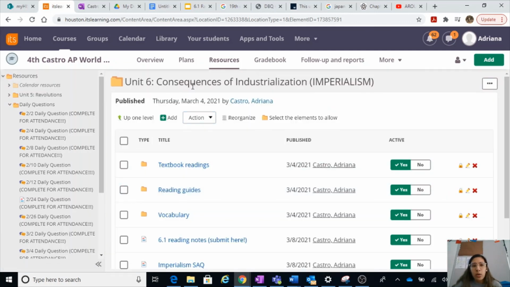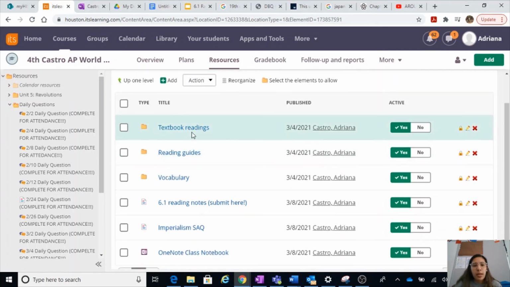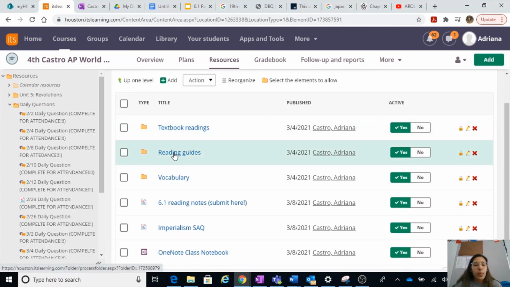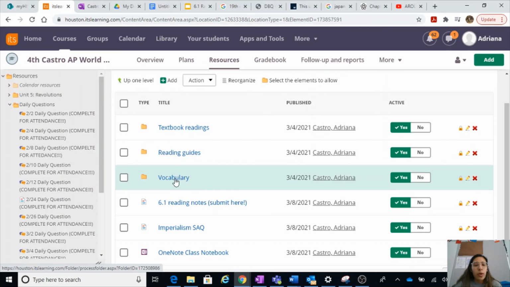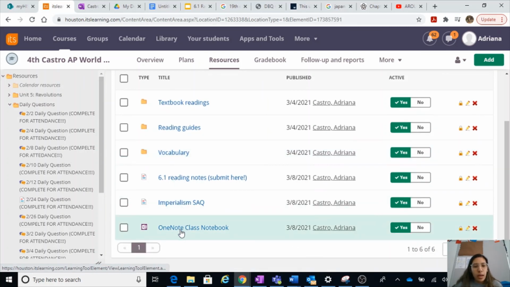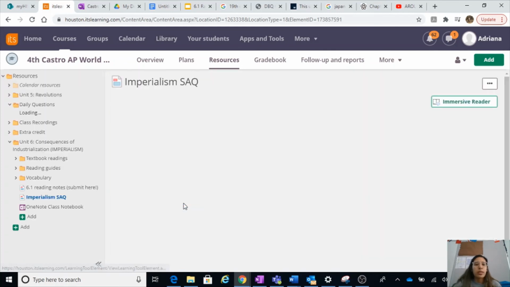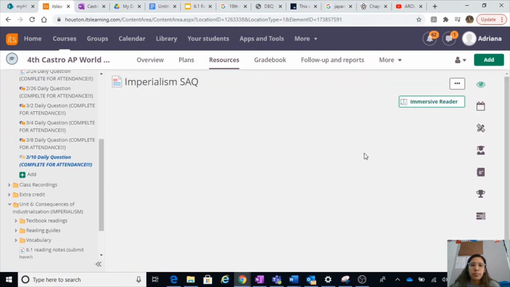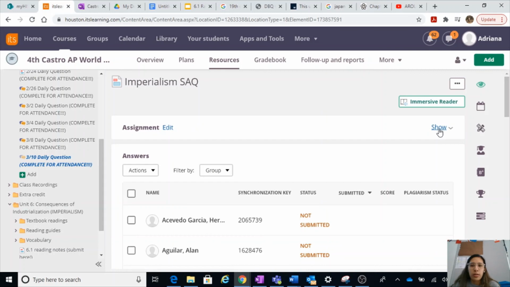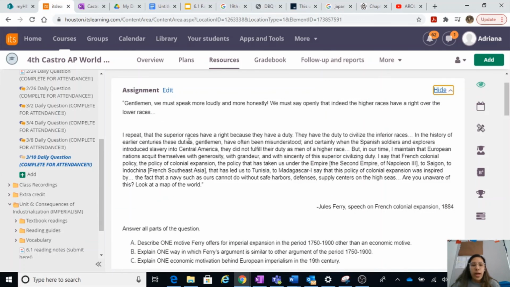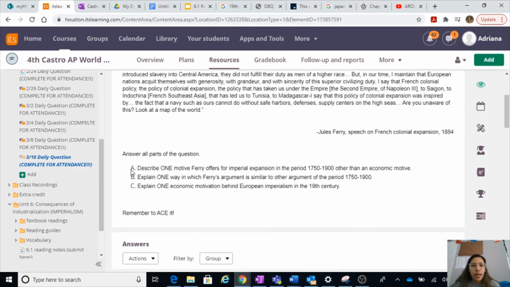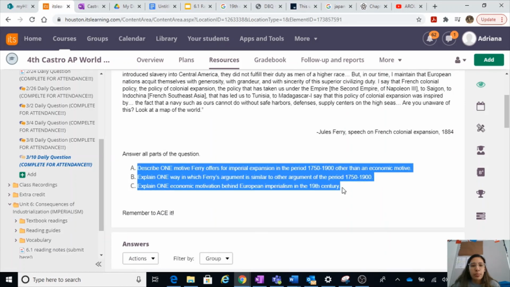Also, we have a new folder, Unit 6. It has the textbook readings, the reading guides, and the vocab. No vocab yet because we haven't had a lecture. And there we go, Imperialism SAQ. I'll show you what that looks like. We've got a speech from a French colonial officer, and then the SAQ regarding that speech.